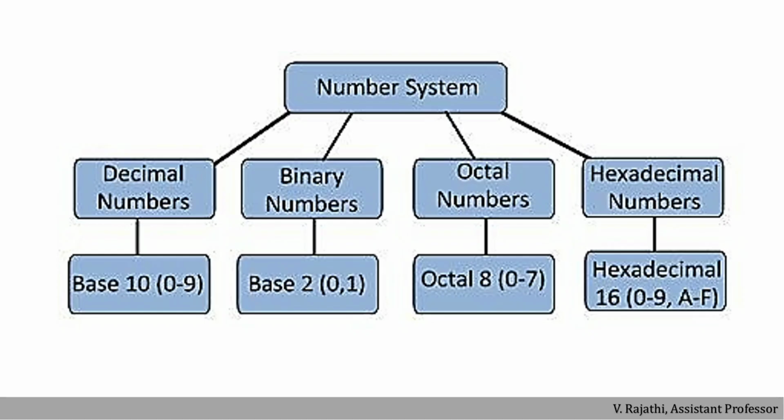In the number system, we have decimal numbers, binary numbers, octal numbers and hexadecimal numbers. So decimal has a base 10. Binary has a base 2, octal base is 8 and hexadecimal base is 16. Decimal digits are from 0 to 9, binary is 0 and 1, octal is 0 to 7, and hexadecimal is 0 to 9, and instead of 10, 11 we have A to F.